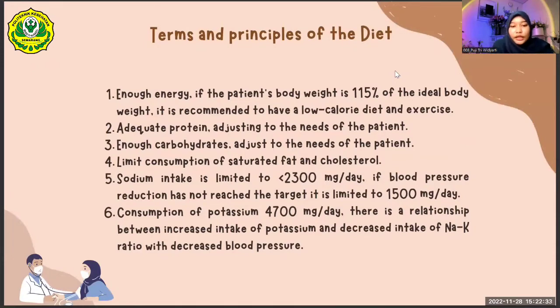Besides the goals, there are also principles and requirements for implementing a diet, and there are 9 points. So let's discuss it. The first is enough energy. If the patient's body weight is 115% of the ideal body weight, it is recommended to have a low-calorie diet and exercise.